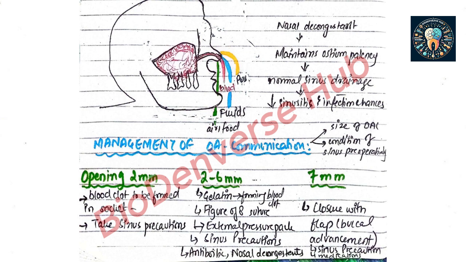Now if the opening, that is the oroantral communication, is 7 mm, in that case we will be closing it with flaps, and in that regard you could use the buccal advancement flap or the palatal rotational flap, and the rest is the same. We need to advise the patient to take the medications, the antibiotic, the nasal decongestant, and also to take sinus precautions. So this was all about the management of oroantral communication.